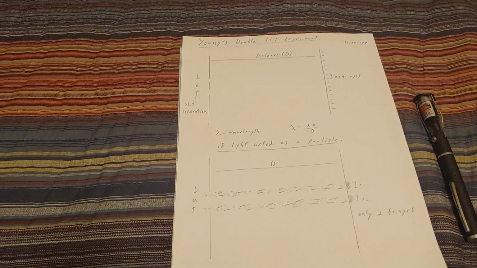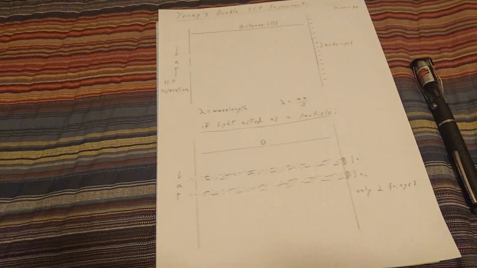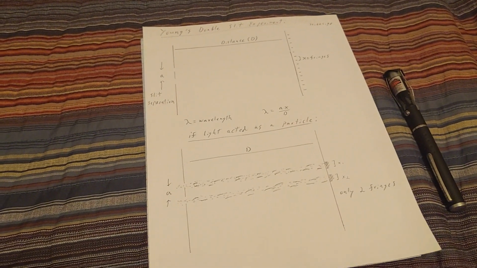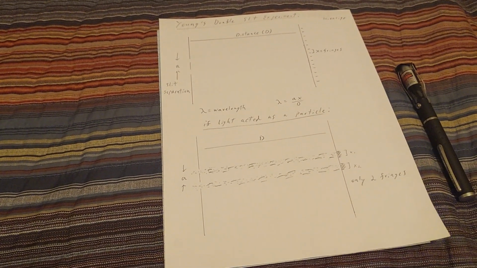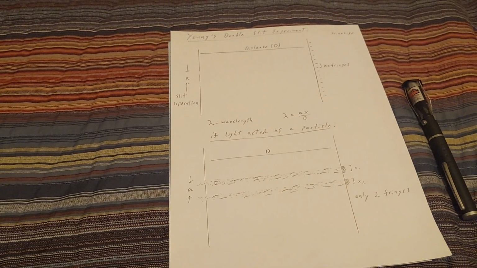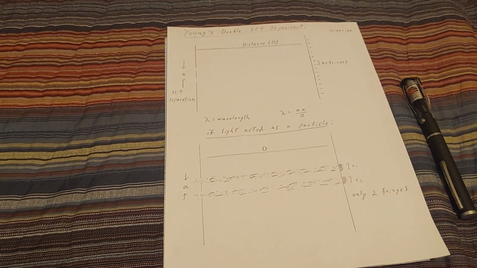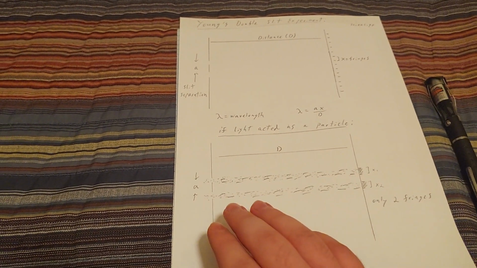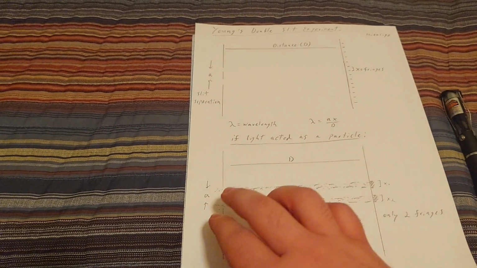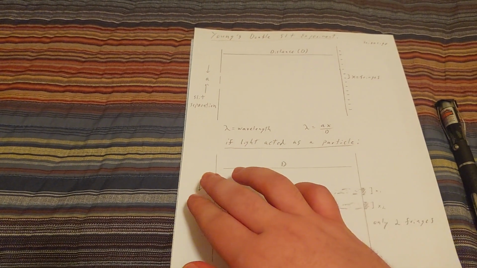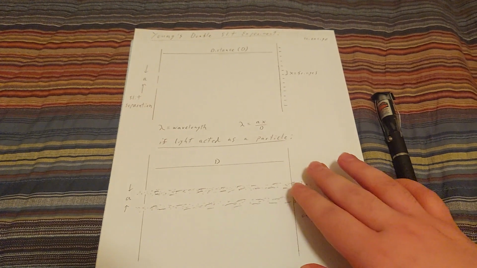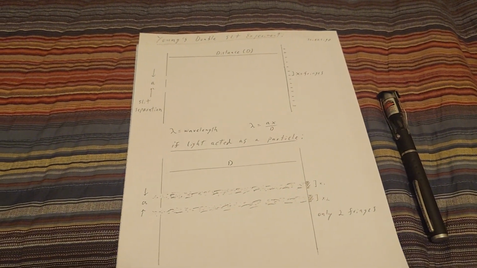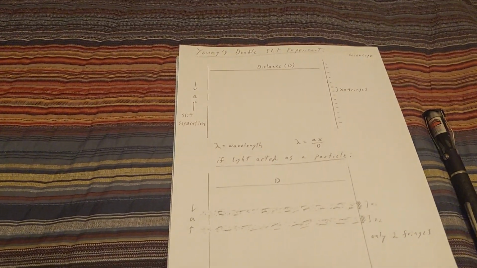Now, a little bit of background about this experiment: when Thomas Young performed this experiment, everyone was really divided on whether light was a particle or whether it was a wave. So the people who thought it was a particle thought that, oh, well, the particles will go from the light source all the way across to the solid surface, and there will be only two fringes. But that's not really what happened.